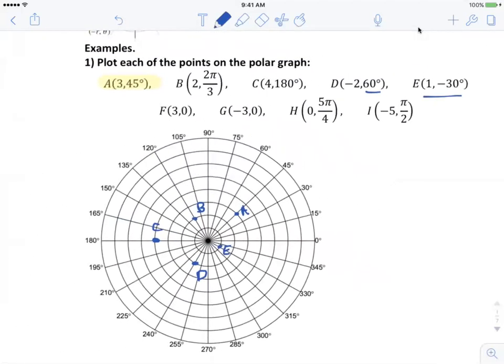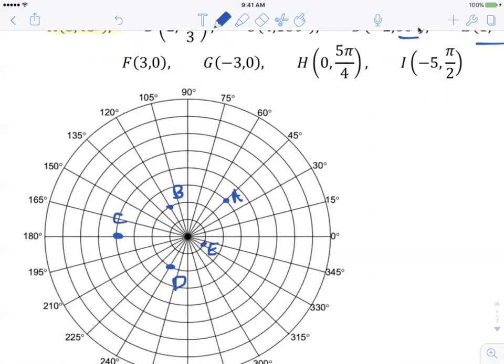Okay. How about (3, 0)? So that's 3 is the r and 0 is the angle, right? So I'm going to go towards the angle 0, the third circle out. That's point F. G is (-3, 0). Okay, so the angle is 0, but it's a negative r, so you have to go 180 degrees in the opposite direction of 0, which would be 180, and then the third circle out, which would be right there. So that would be G.